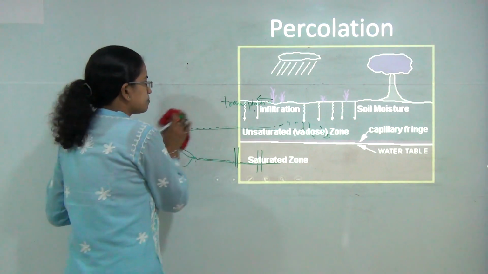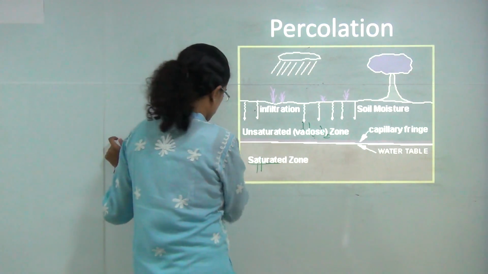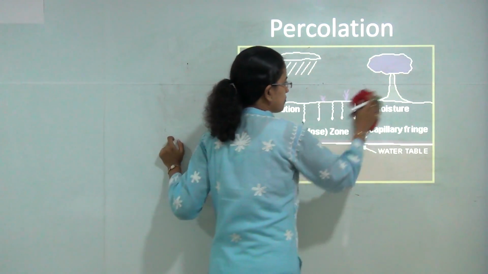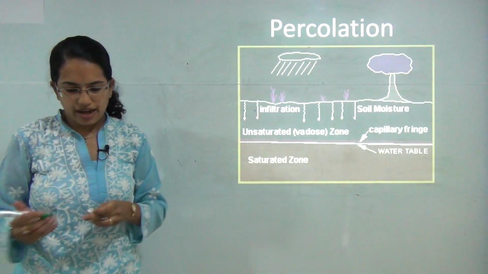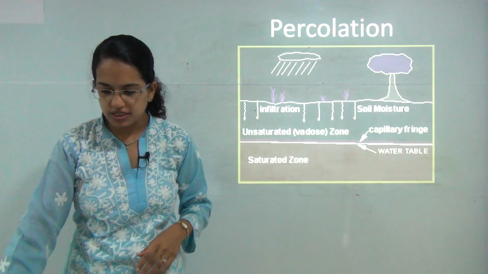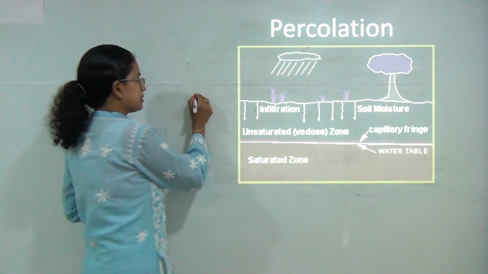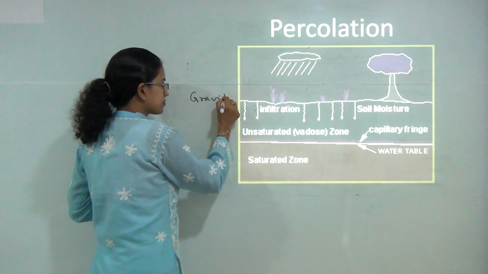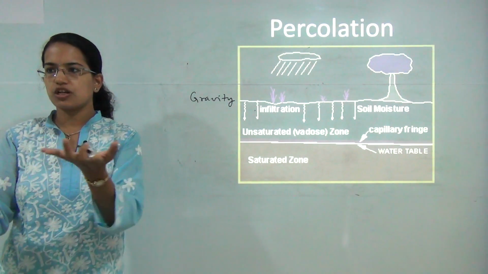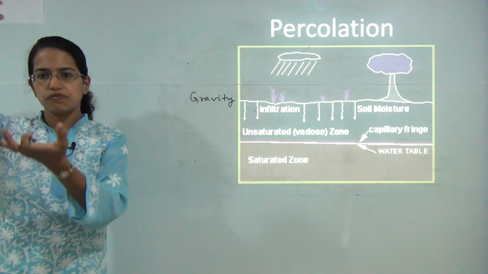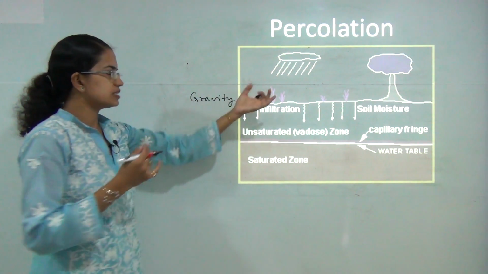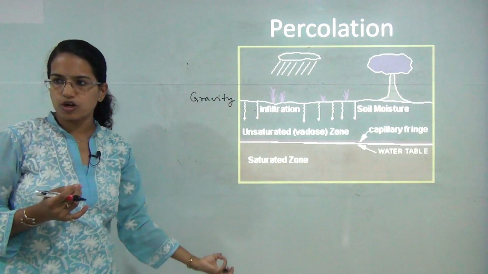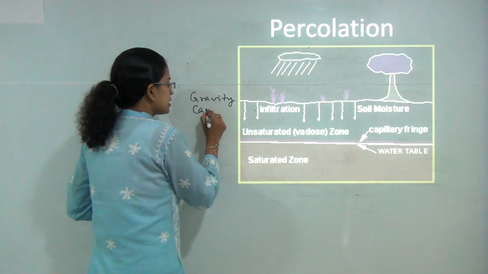Now the next is percolation. What is percolation? Percolation is the movement of the water towards the underground level, and when I say percolation occurs, it can be due to two phenomena. First is gravity, because it is a natural phenomenon: the thing that is on the top will tend to go down by the law of gravitation. So first is gravity that pulls the water down, and second is capillary action.